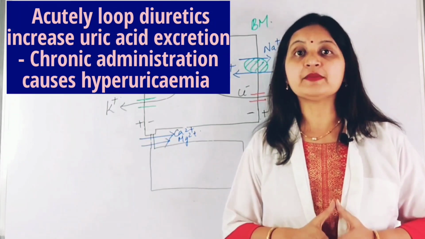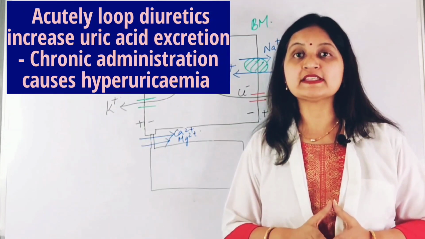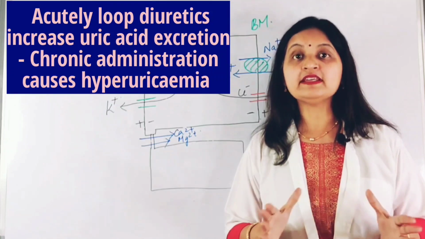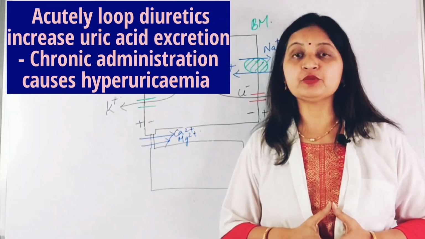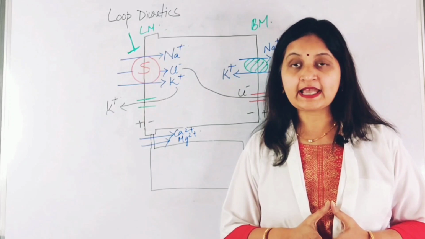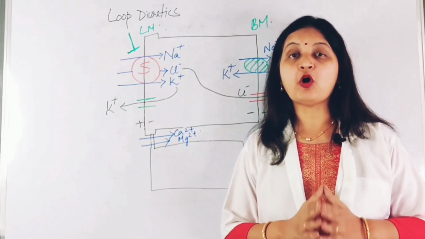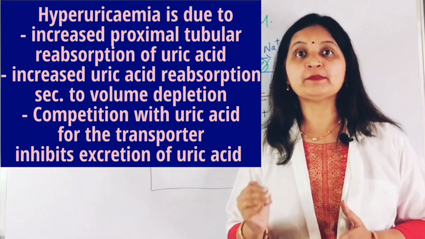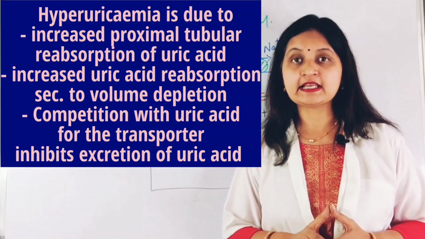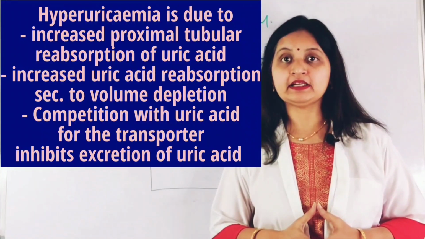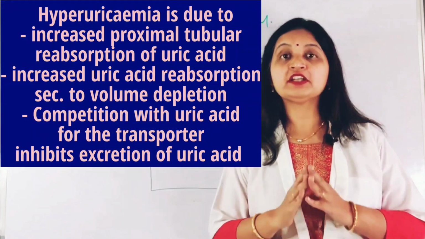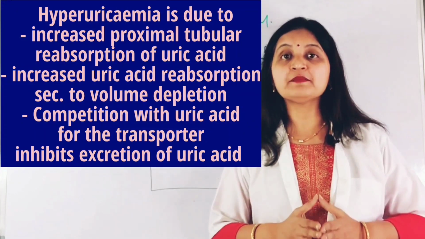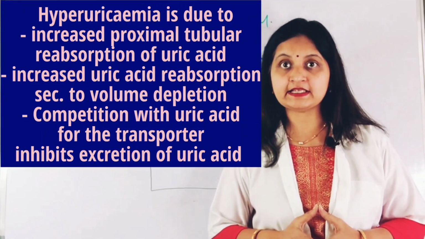However, chronic administration can cause hyperuricemia, or increased blood levels of uric acid. Now, the reasons being there is increased proximal tubular reabsorption of uric acid. Secondly, there is also increased uric acid reabsorption secondary to volume depletion caused by loop diuretics. Thirdly, there is competition between the diuretics and the uric acid for the transporter that operates at the proximal tubule and is responsible for the excretion of uric acid.